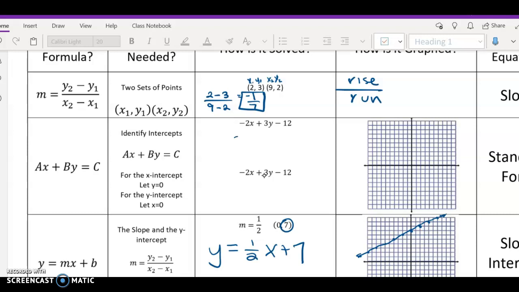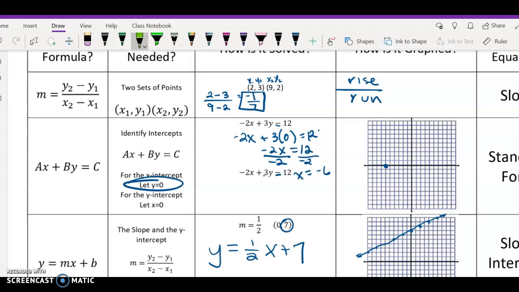So for my x-intercept, I'm going to put y equals 0. So -2x plus 3 times 0 equals 12. So 3 times 0 is just 0. And so we have -2x equals 12. Divide by -2 on both sides. And x equals -6. So I'm going to go over to -6 and plot that point.